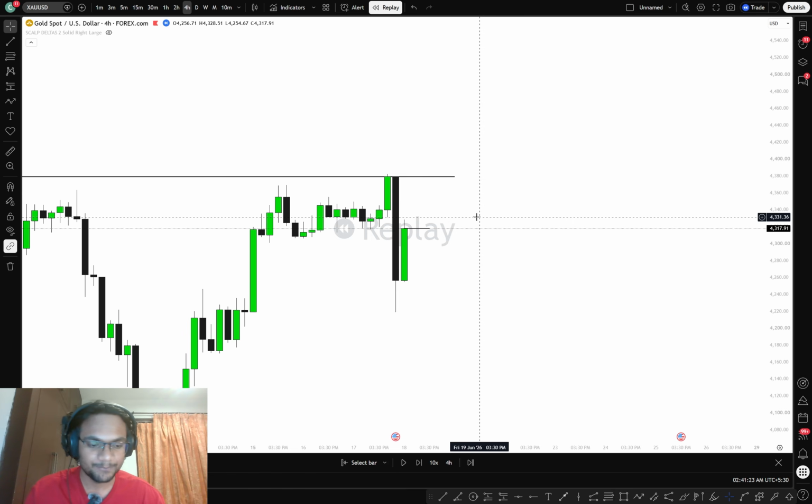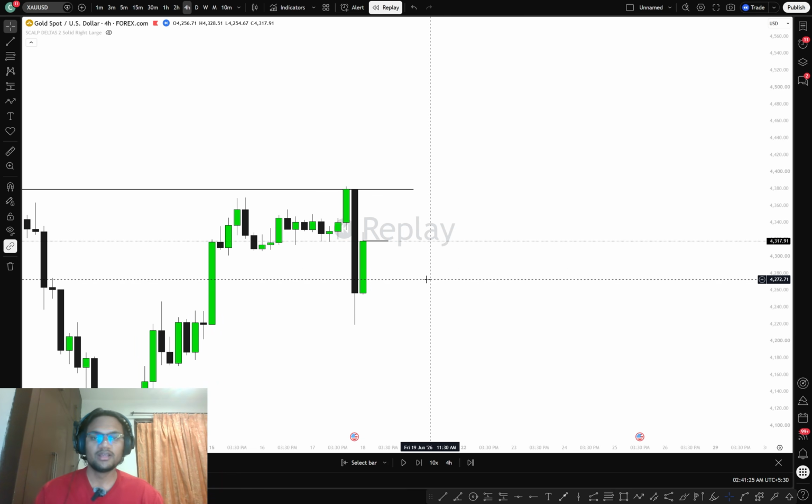Okay, so now this is the thing. If I go to the 1-hour time frame and I'm expecting the 4-hour to be bullish, then there are going to be 4 1-hour candles, right?